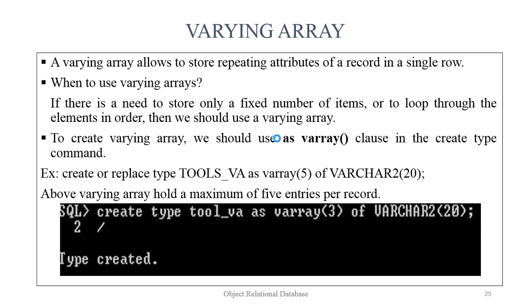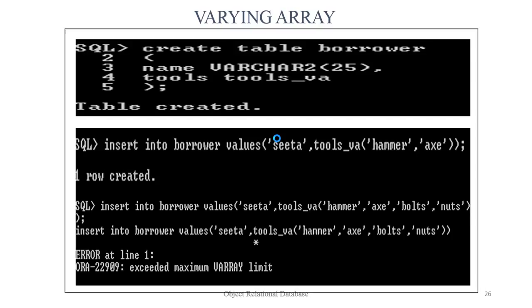In this example, a varying array called tool VA of size 3 is created and the contents of tool VA are of type varchar. And in this snapshot, a table borrower is created that uses a varying array and values are inserted. In the first case, two values are inserted into the varying array attribute, which does not cause any problem because the varying array has size 3.